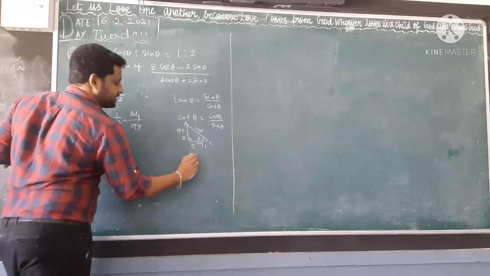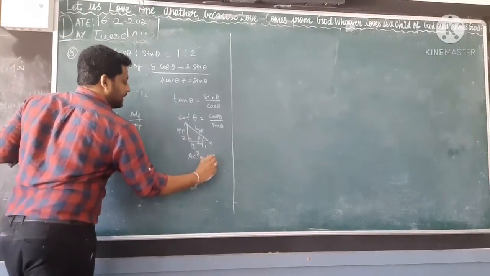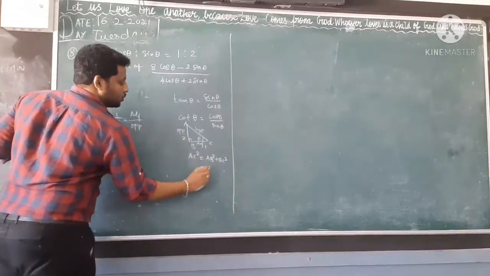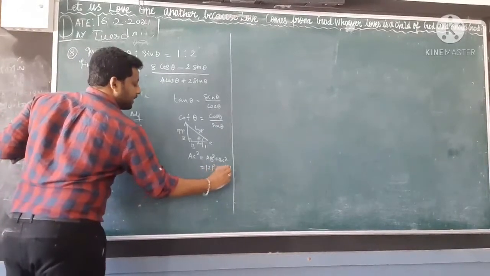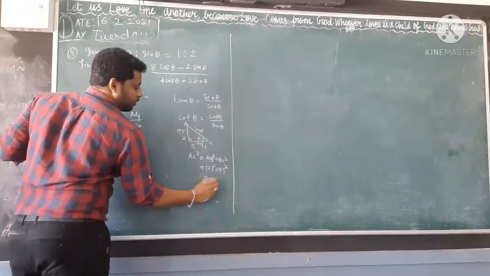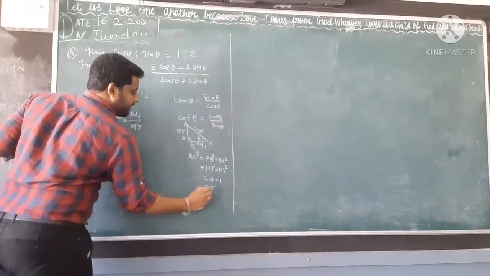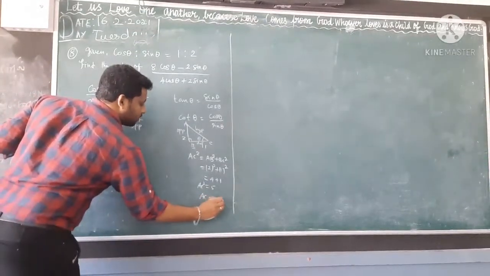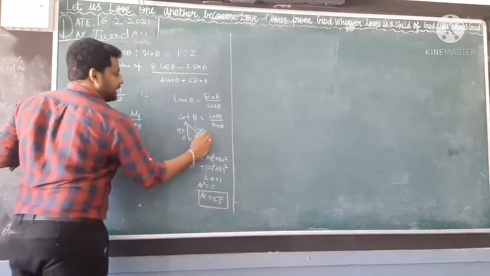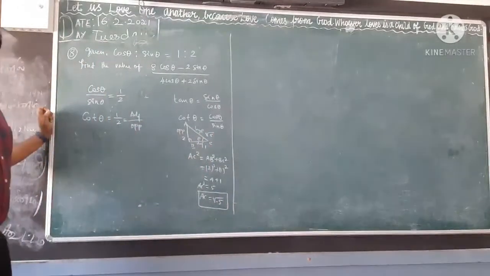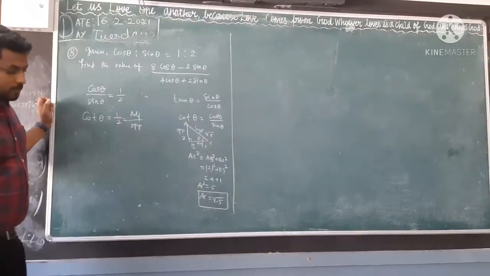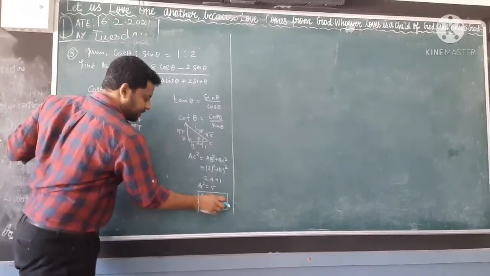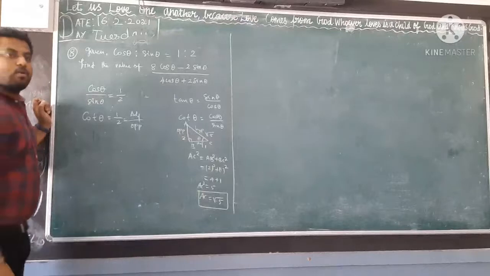What does the Pythagoras theorem say? AC square is equal to AB square plus BC square. So AC square is equal to 2 square plus 1 square, which is 4 plus 1, 5. AC square is equal to 5. Then AC is equal to root 5. This is the hypotenuse value.